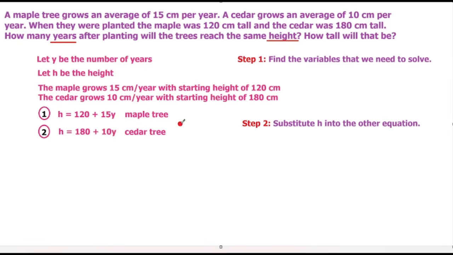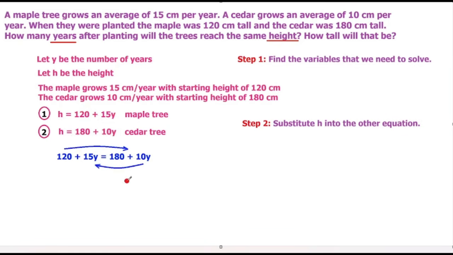So now we can substitute h into the other equation. So that's what we can do here. We could put this into here. So that's what we've done. So this whole thing is here, and then we finish the rest of the equation, equals 180 plus 10y.